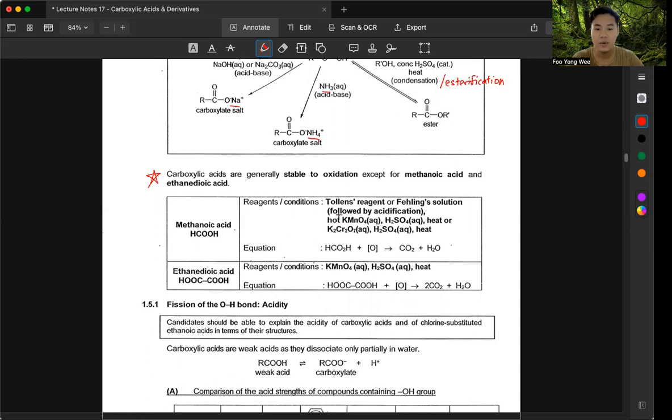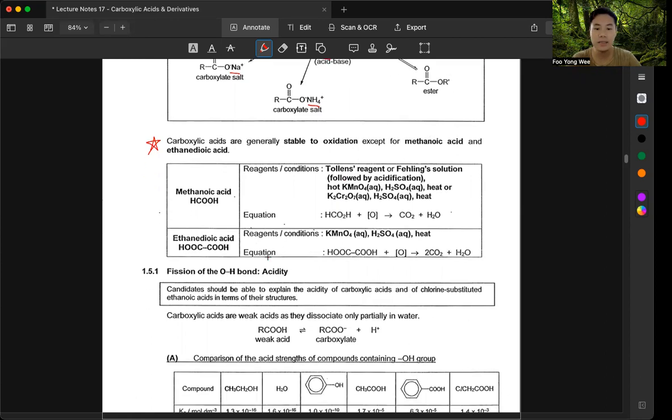Using any of these reagents as listed here, you'll be able to oxidize the methanoic acid to carbon dioxide and water, because in methanoic acid the carbon is the terminal carbon. So it will be easy to break it down. Ethanedioic acid is the same thing because the carbon is terminal, so you can also break it down as well. Just that the reagent used is only a strong oxidizing agent here. And CO2 is formed again, as well as water.